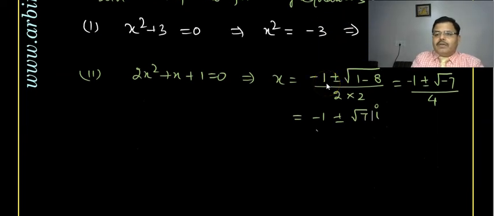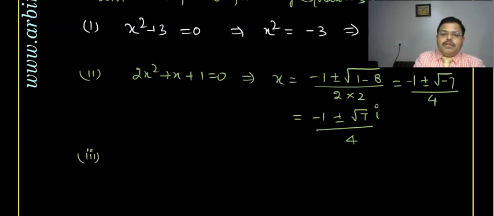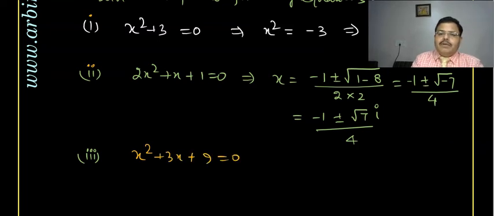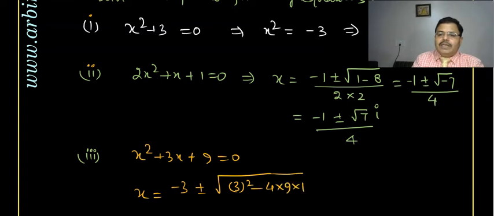So I hope you know this. This is the quadratic formula, and there is no problem in using this. So I am writing here question number 3, question number 2, and that was question number 1. Question number 3 is x square plus 3x plus 9 is equal to 0. In that way also you will use the quadratic formula, minus 3 plus minus root under b square, that is 3 square, minus 4ac. A is 1, c is 9, divided by 2a.